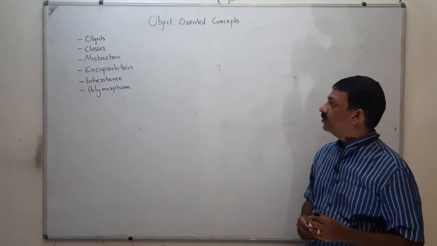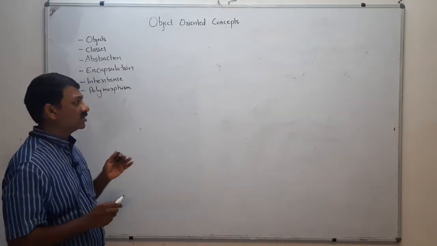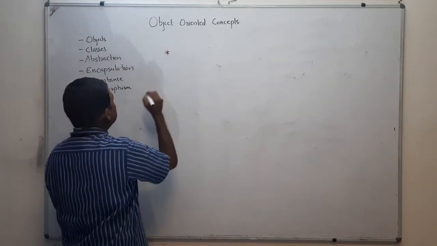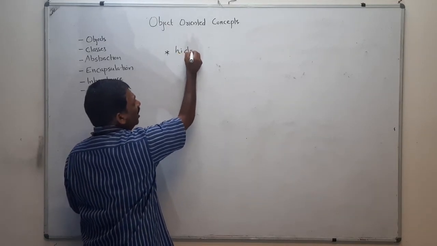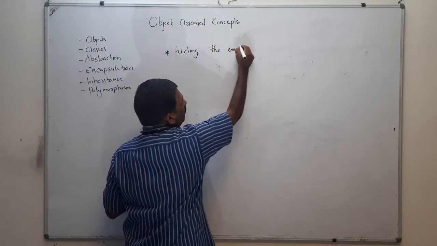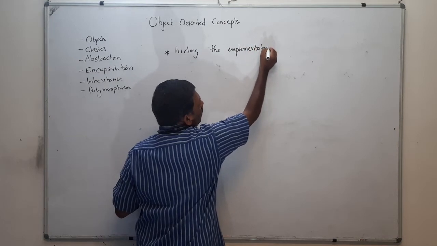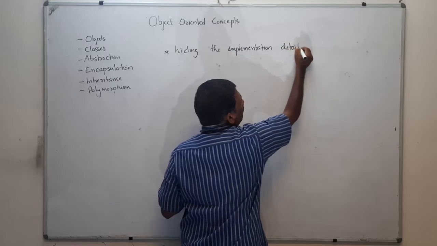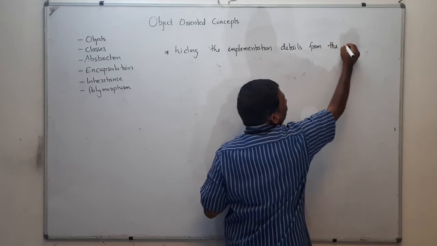Okay. Now, the third property is abstraction. What do you mean by abstraction? That means an abstract object means abstraction, hiding the implementation details from the user.